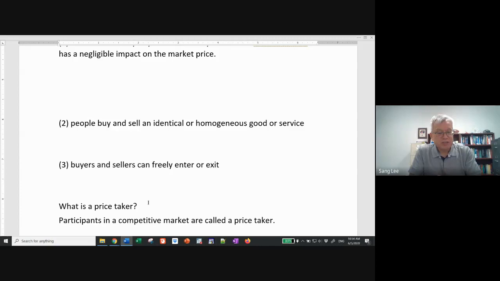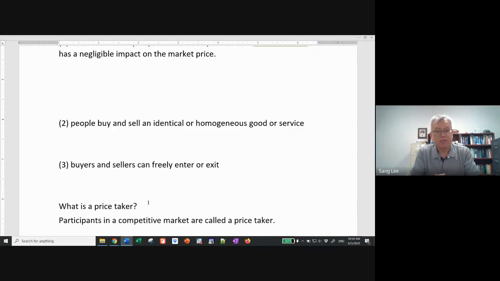The last condition that needs to be met for the market to be perfectly competitive is buyers and sellers can freely enter or exit. So that means, again, if anybody who wants to buy pumpkins or watermelons, they can freely enter the market and buy pumpkins or watermelons. And if they happen to be producers, they can also freely join the market, and they can produce pumpkins and watermelons.